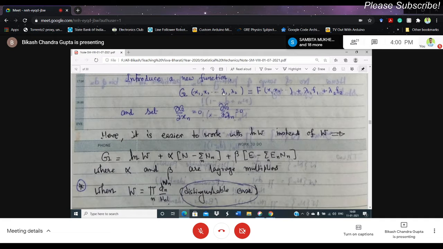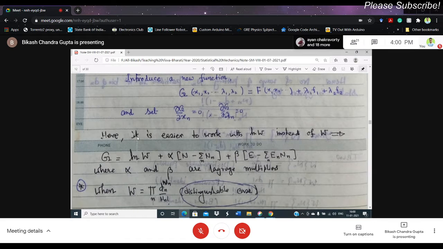Along with that, you have two parameters, so there should be two more equations: del G del lambda 1 equals 0 and del G del lambda 2 equals 0. If you have n parameters, then del G del lambda 1 equals 0, del G del lambda 2 equals 0, del G del lambda 3 equals 0, and so on. This way you will have many equations to satisfy.